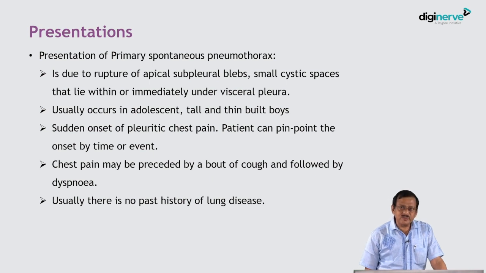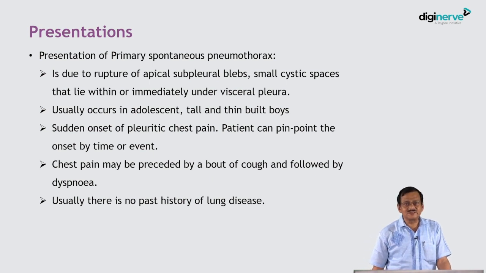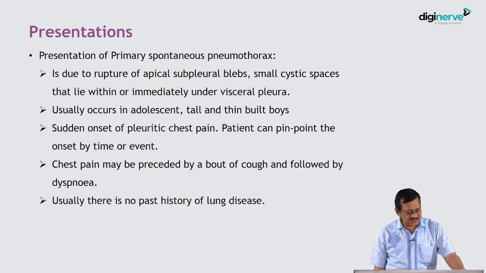So there will be chest pain followed by dyspnea, and sometimes the chest pain may be preceded by a bout of cough. So a bout of cough followed by dyspnea and chest pain, and this is a very peculiar history of pneumothorax. Usually there is no past history of lung disease in primary spontaneous pneumothorax.